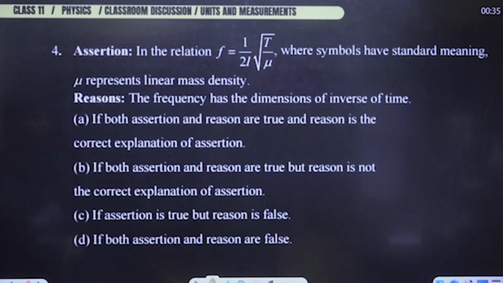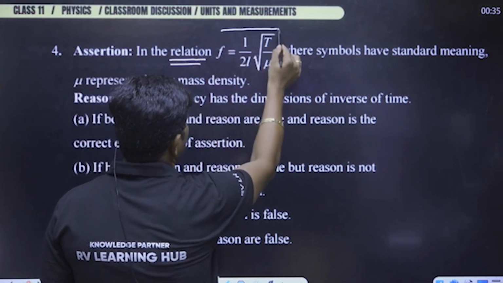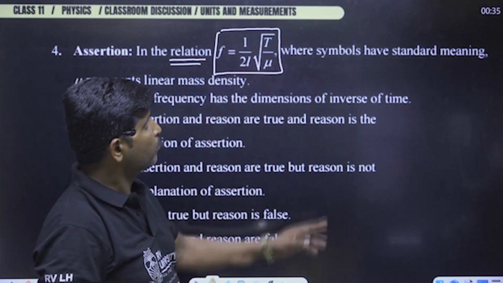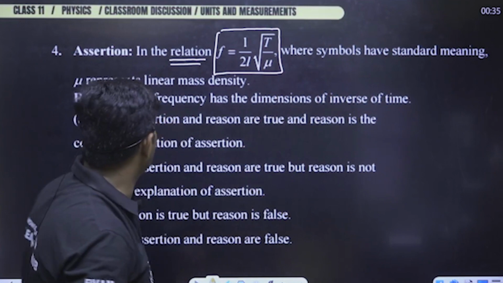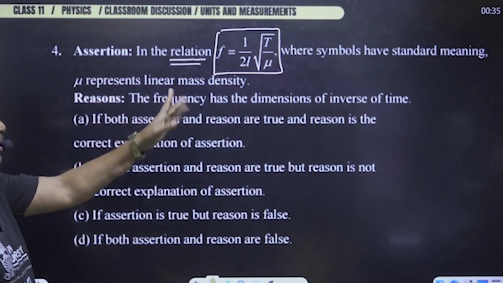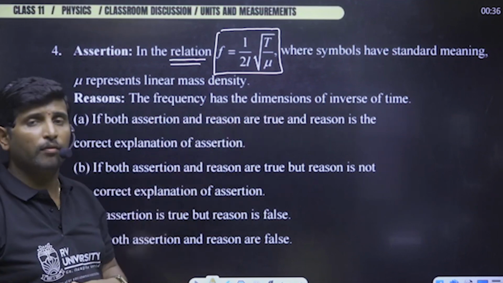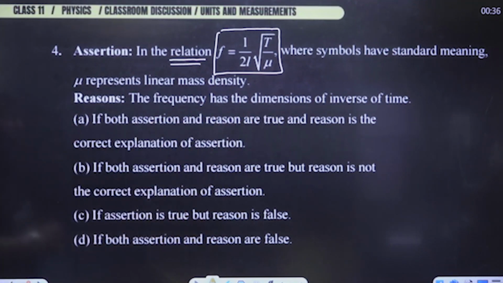What are they saying to us here? In the relation, f is equal to 1 by 2l into root of T by mu, where symbols have standard meaning and mu represents the linear mass density. The frequency has the dimensions of inverse of time. Is it right? So let's see what they are asking here. What is the correct option? Please think about this.